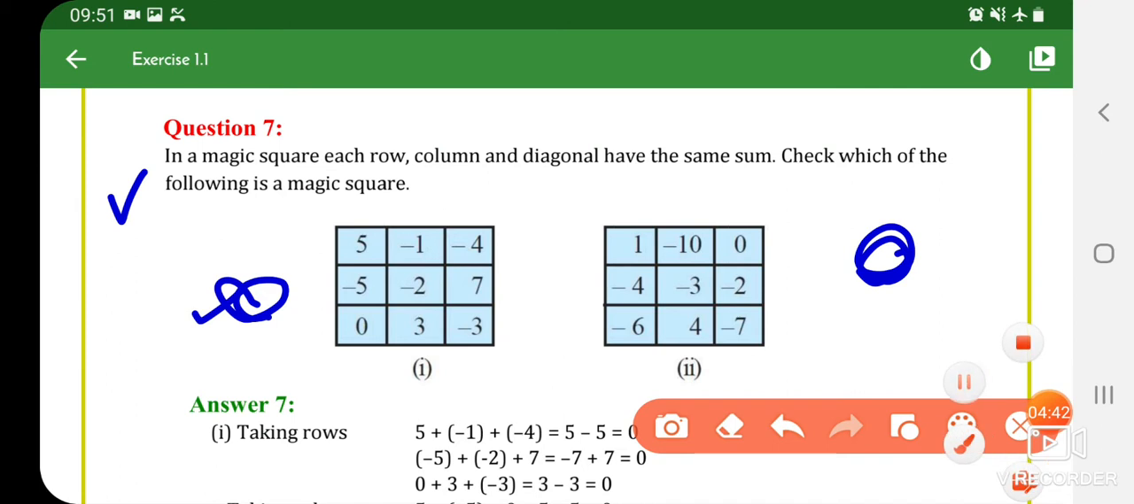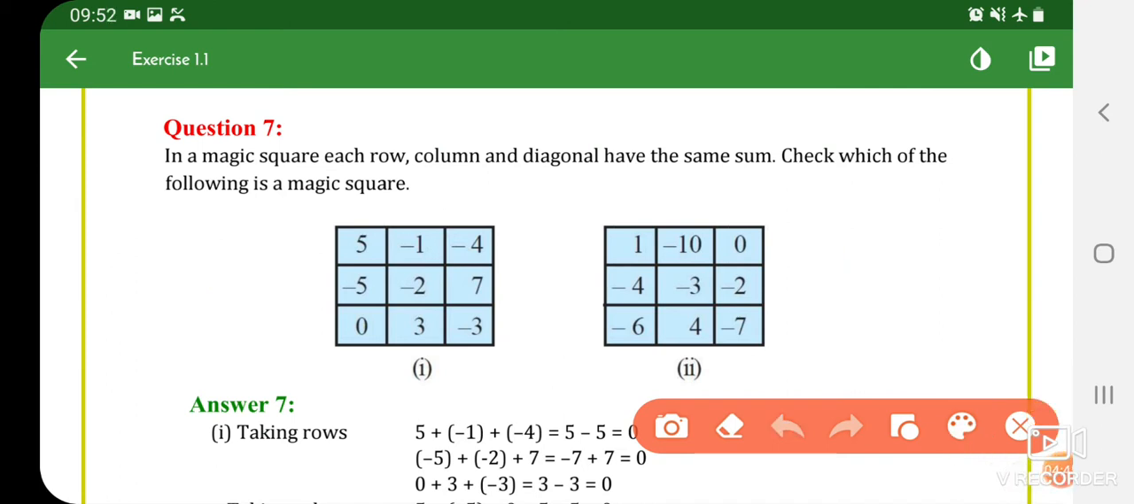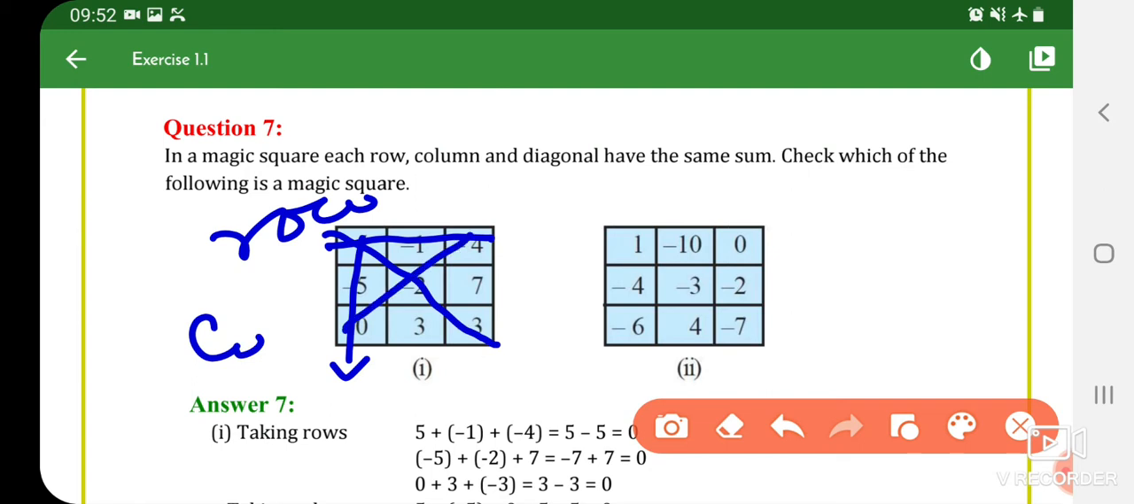Let's see. Firstly, we need to know what a row, column and diagonal are. So these are the rows, and these are the columns, and these are the diagonals. When we add these numbers, when we add this column and when we add this row and when we add this column.